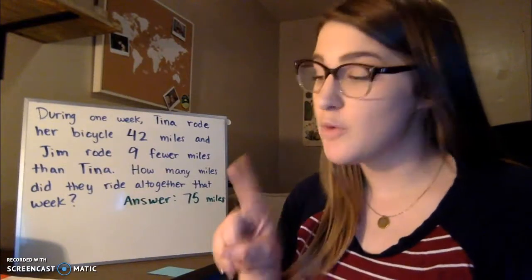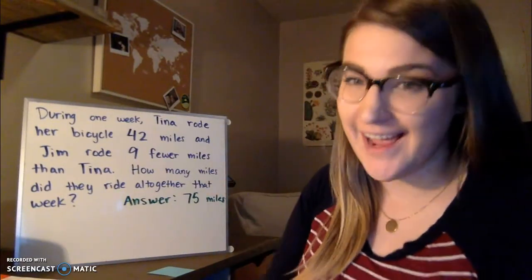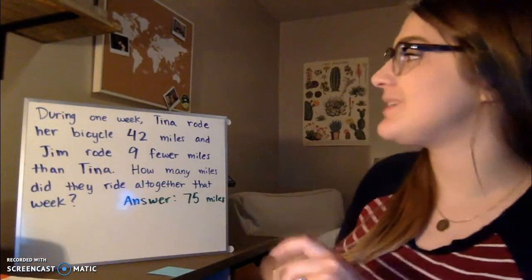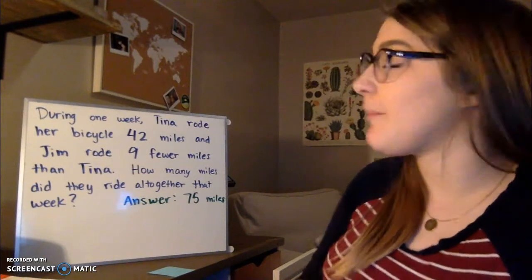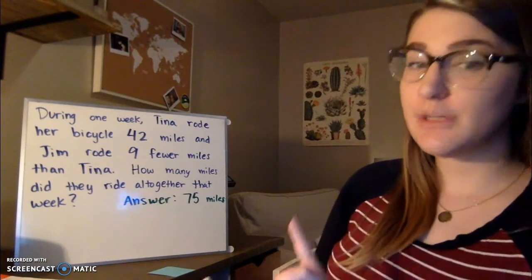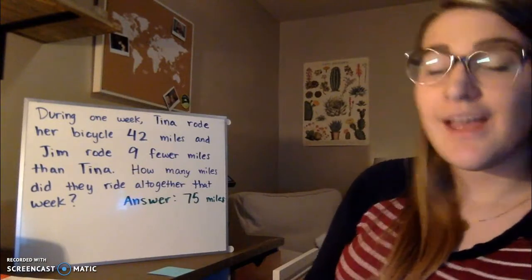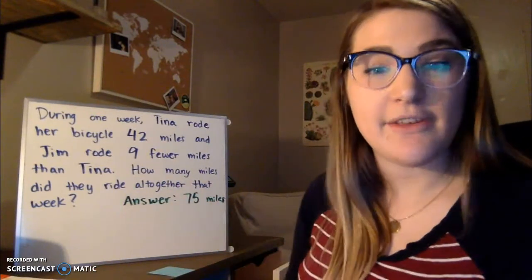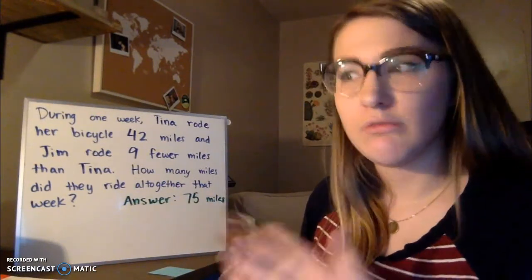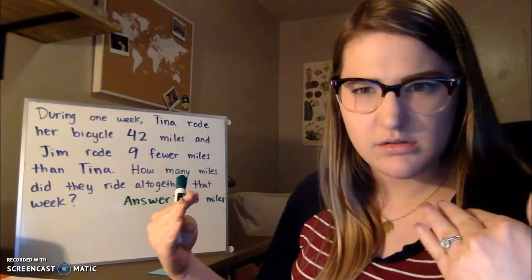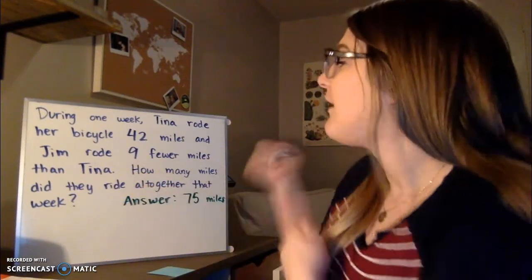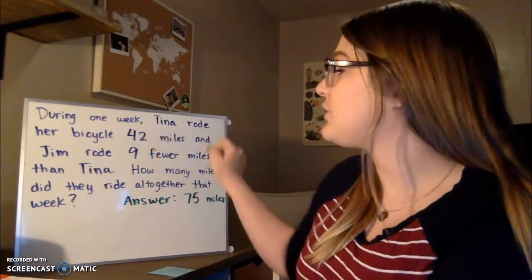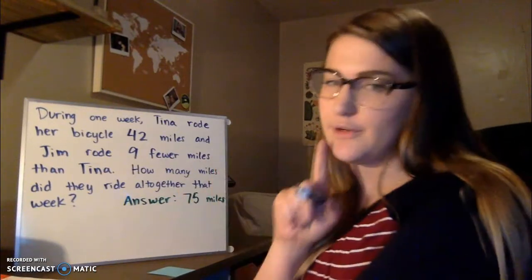All right, we're going to do one more problem where we determine if an answer is reasonable or not for a two-step problem. So this one says, during 1 week, Tina rode her bicycle 42 miles and Jim rode 9 fewer miles than Tina. How many miles did they ride all together that week? Now the answer given is 75 miles. We need to figure out if that answer is reasonable, if it makes sense, if it's close to the right answer or not. Okay, so Tina rode her bike 42 miles, and Jim rode 9 fewer miles than Tina.